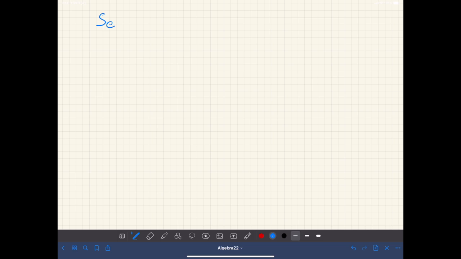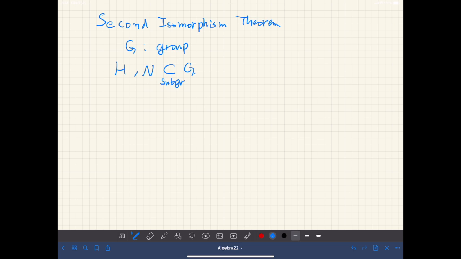The next theorem is called the second isomorphism theorem. Again, G is a group, and H and N are subgroups of G. And in addition, N is supposed to be a normal subgroup in G. Then we have the following isomorphism: NH over N is isomorphic to H over N cap H. Okay, so that's the theorem.